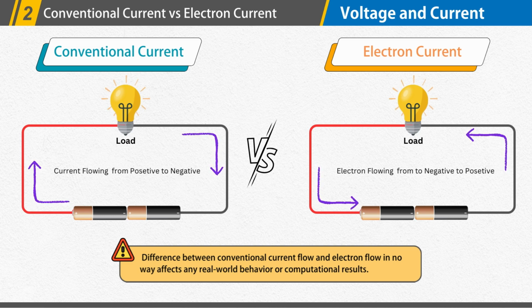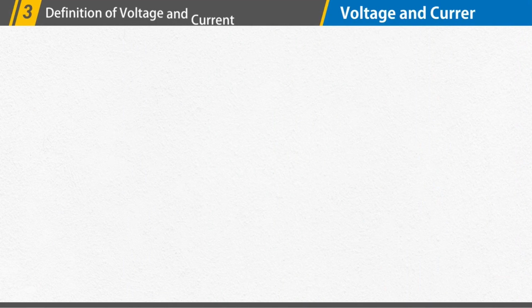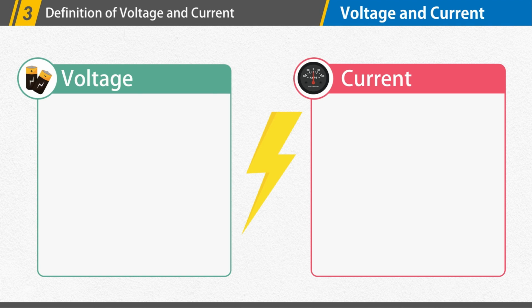Since the conventional current was used way before the discovery of electron current, many rules, laws and formulas were established that would cause confusion in the new students if it were to change at that time. So far we have tried to understand voltage and current through various examples and analogies. Here is a little definition of them for us.